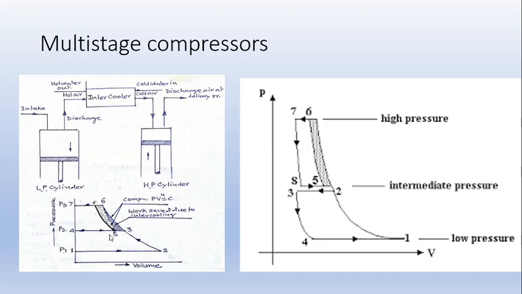So this is the PV diagram of a two-stage compressor, and you can add one more stage here. Then there will be an intercooler between this high pressure cylinder and the third cylinder. Then again one more diagram will appear above this high pressure cylinder diagram. Okay.